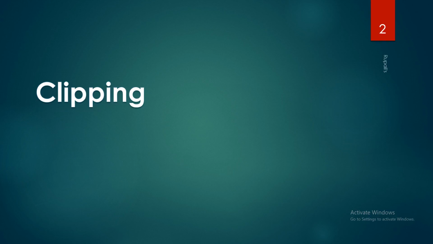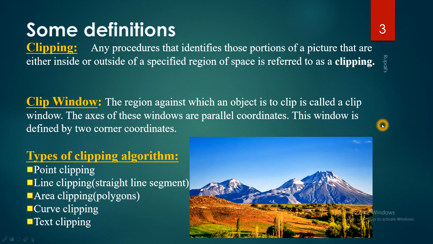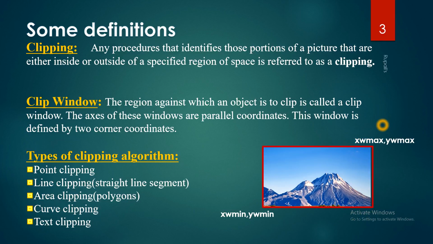Today we will learn the topic clipping. So what is clipping? Any procedure that identifies those portions of a picture that are either inside or outside of a specified region of space is referred to as clipping. So this is a picture and after clipping we get this one.